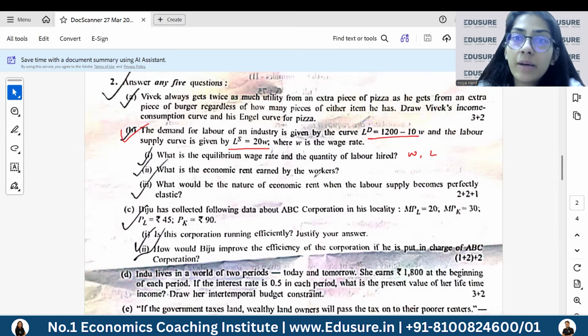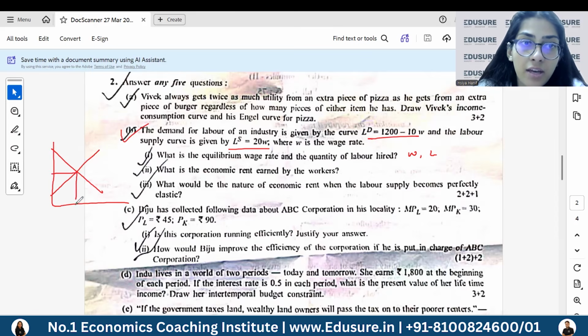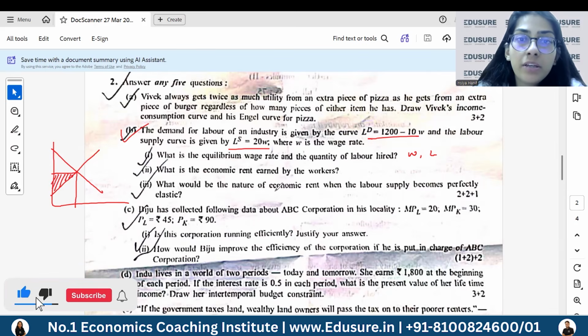What is the economic rent earned by workers? So economic rent के बारे में अगर हम बात करते हैं, so it is always going to be labor supply के ऊपर वाला part, right? So suppose ये आपका curves ऐसे है, okay, and this is equilibrium. So this is going to be your economic rent, okay. Now what would be the nature of economic rent when the labor supply becomes perfectly elastic? Okay, so जब ऐसा कुछ होता है तो हम कैसे calculate करते हैं economic rent?